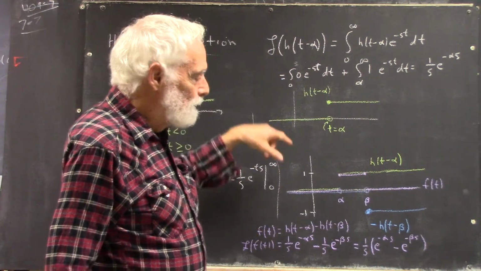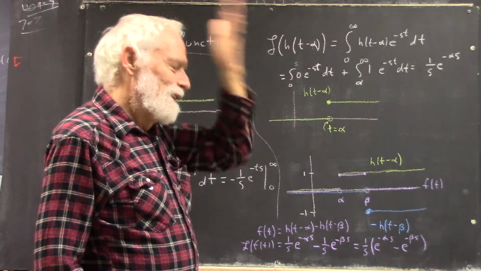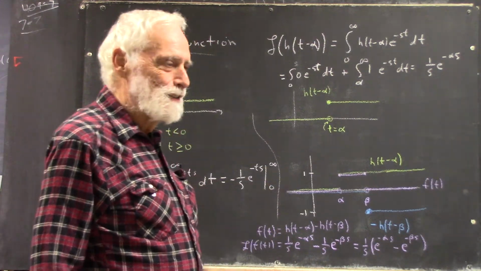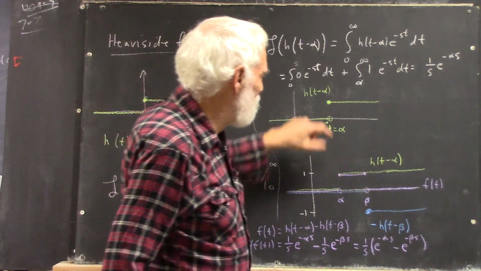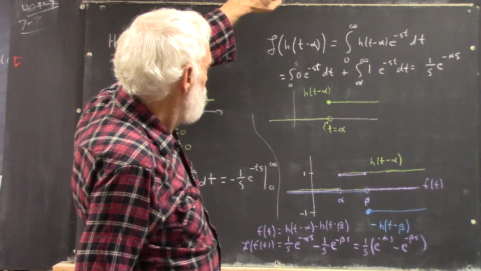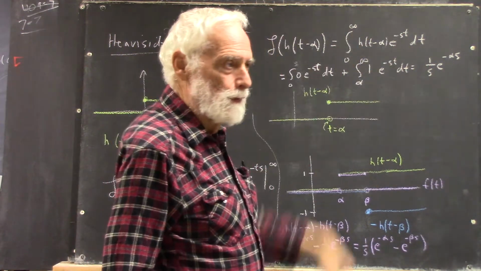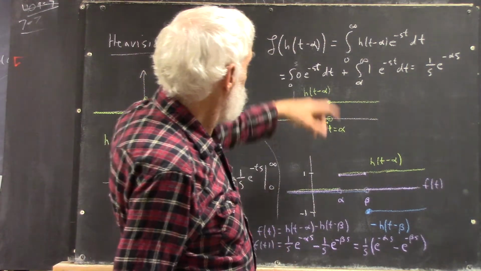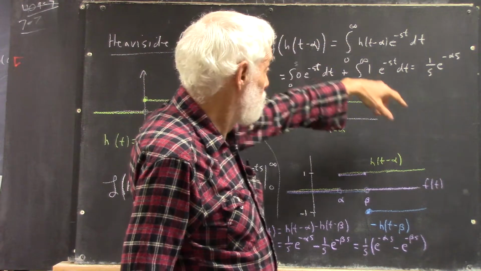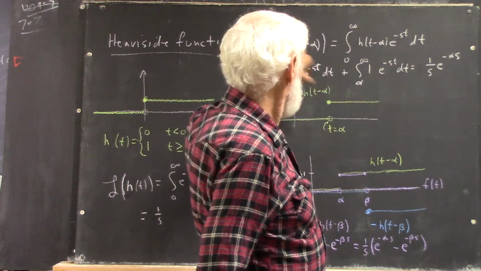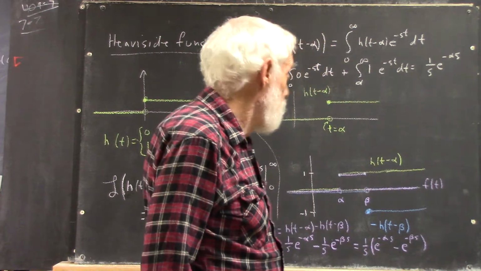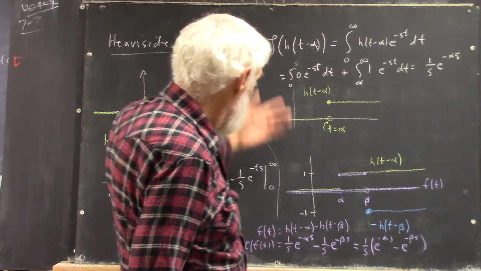Because when you finally saw what we did here, you wanted to kick yourself: how did I not see that? So, you know, you're okay. Anyhow, here's the integral you get for this one. It's very straightforward. If you shift the Heaviside function alpha units to the right, the Laplace transform of that function is 1 over s e to the negative alpha s. Okay, so there's a picture.